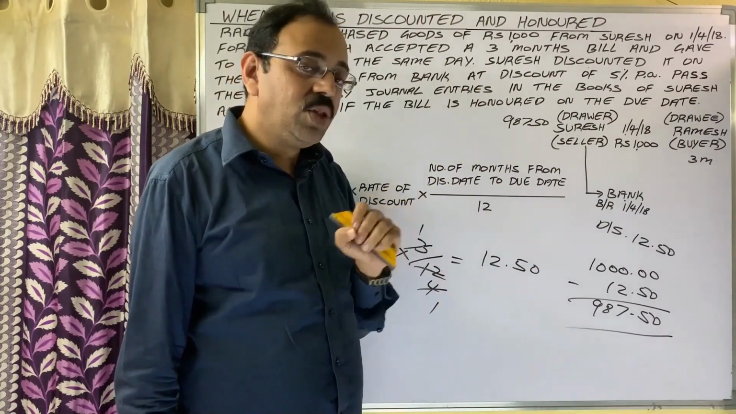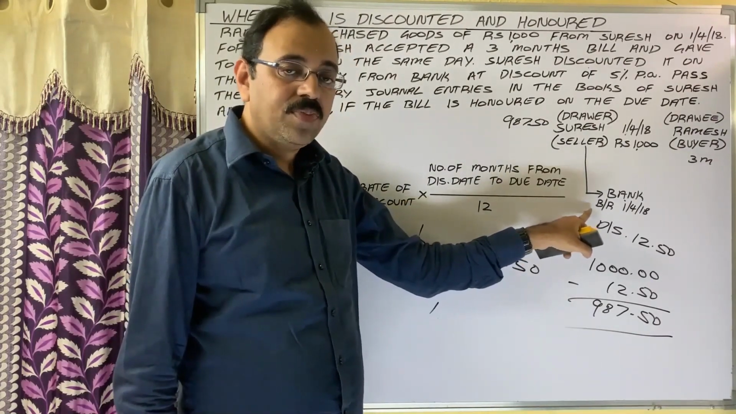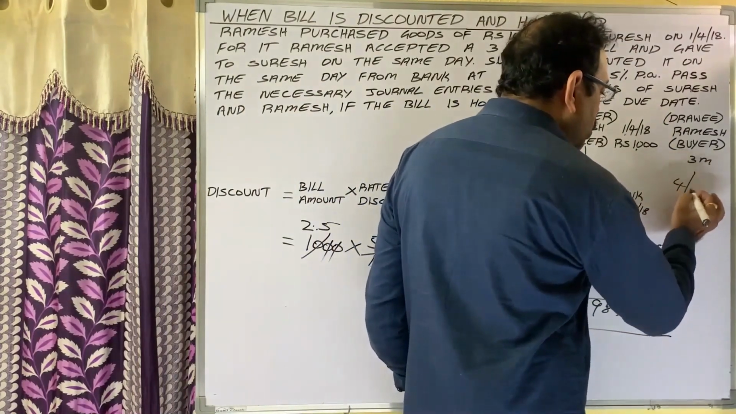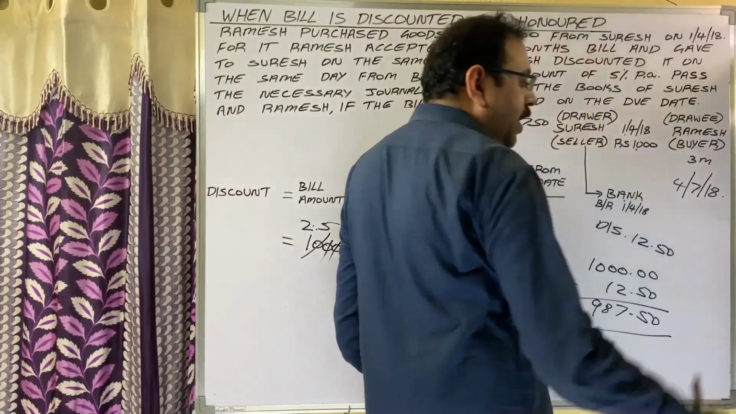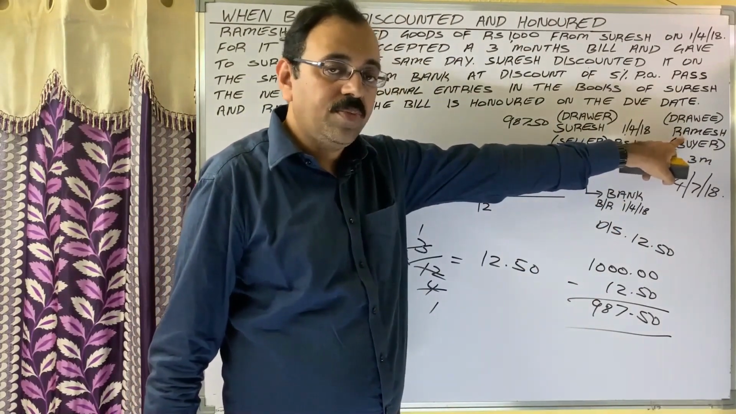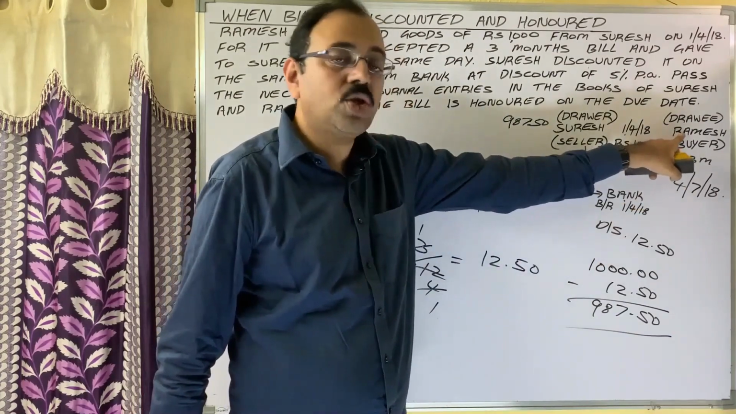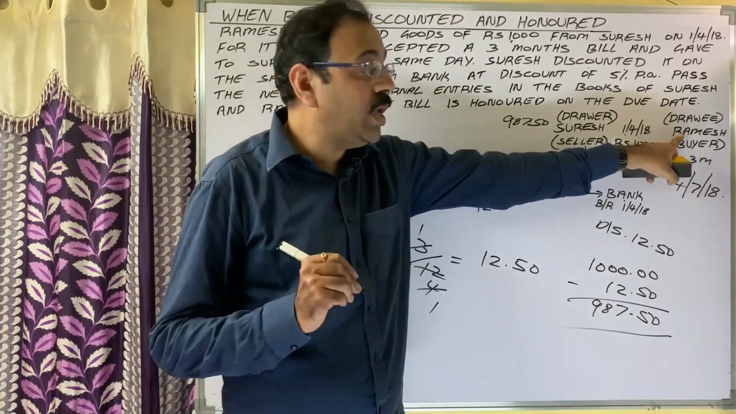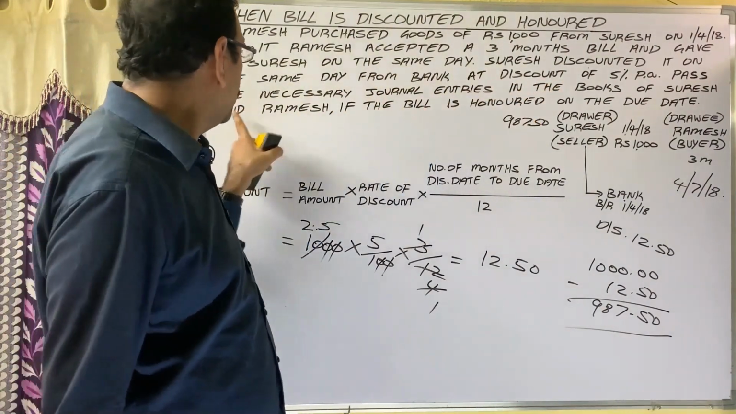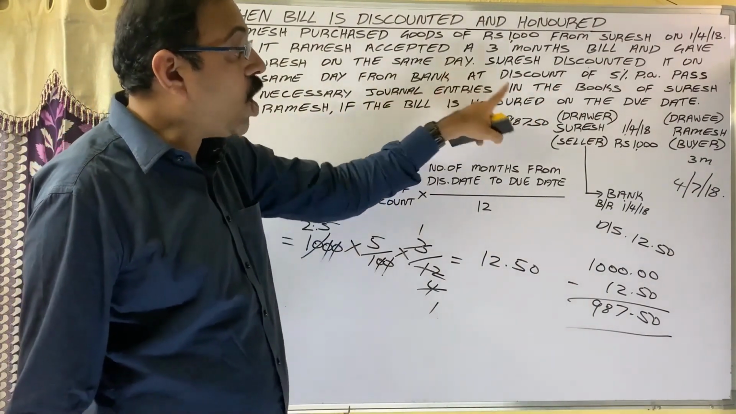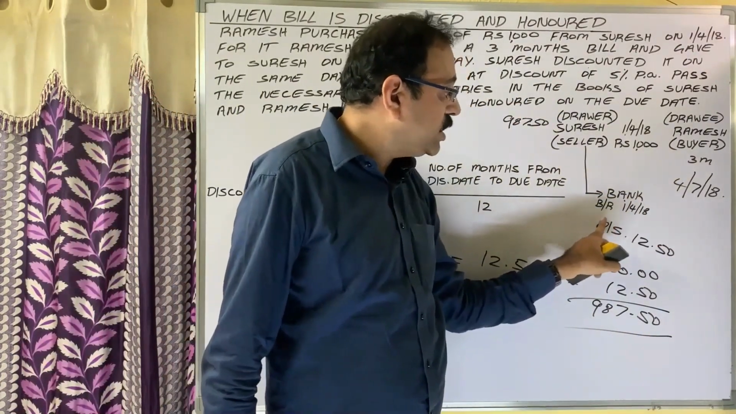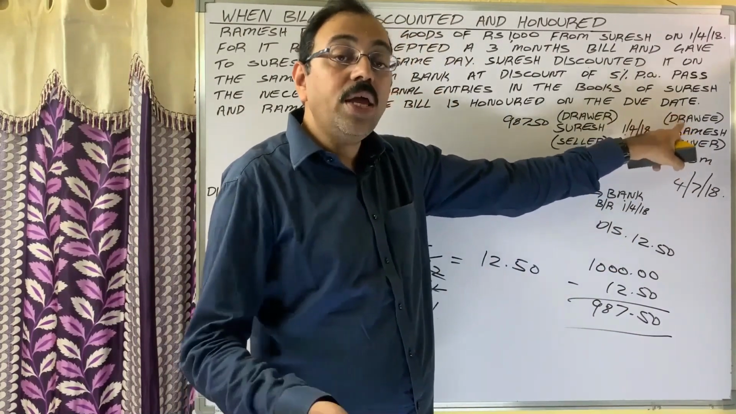Now, who has the bill? The banker. So on the due date, 4th July 2018, the bank went to the drawee and presented this bill to the drawee. And what happened to this bill? See the question: pass the necessary journal entries in the books of Suresh and Ramesh if the bill is honored on the due date. So on the due date, when the bank presented that bill to the drawee, the drawee honored it.